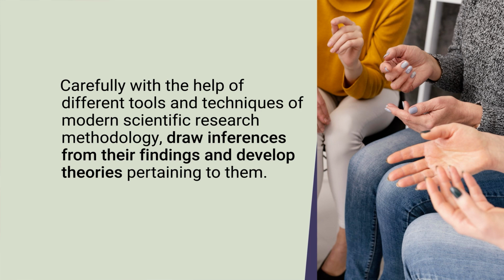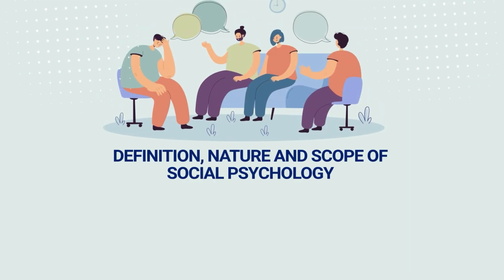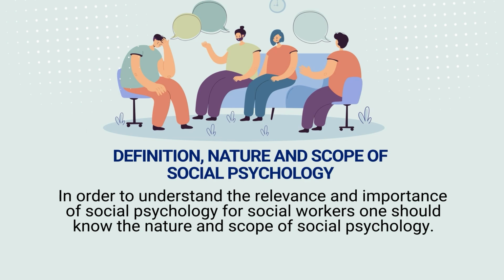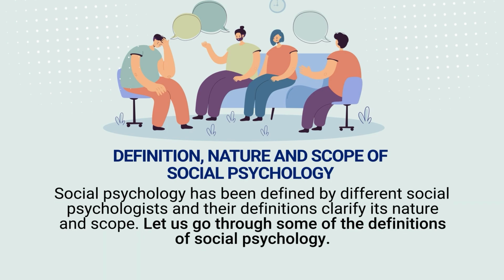Also, social psychologists always draw inferences from their findings and they always put this knowledge to develop theories pertaining to them. Let us now come to the definition, nature, and scope of social psychology. In order to understand the relevance and importance of social psychology for social workers, dear learners, one should know what is the nature and scope of social psychology. Social psychology has been defined by different social psychologists, and their definitions always help in clarifying its nature and scope. Let us go through some of the important definitions of social psychology.